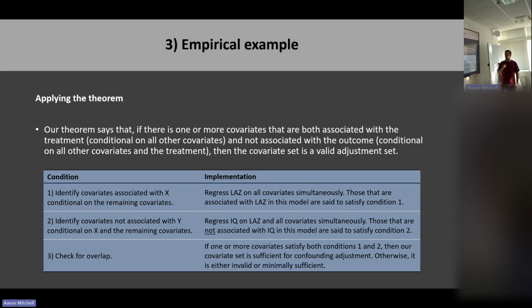In the second step, we would identify covariates that are not associated with Y, conditional on X and all remaining covariates. We could do that in our example by regressing the outcome, which is IQ, on the treatment and all covariates at the same time. And those that are not associated with IQ in this model are said to satisfy condition 2. And what do we do in step 3? We just check for overlap. So if you have one or more covariates satisfying 1 and 2, then we would say that our covariate set is a valid one. So in terms of implementation, it is very simple.